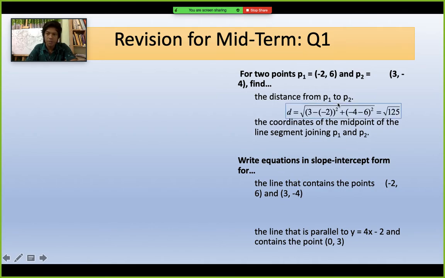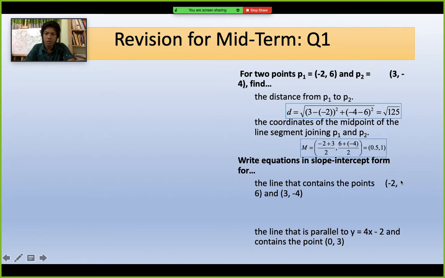Also, you have seen this. 2 points are given: minus 2, 6 and 3, minus 4. How do you find the distance? You use the distance formula, which is the square root of x2 minus x1 whole square plus y2 minus y1 whole square. This is actually the Pythagorean theorem. This side is d square, and when the square goes to the other side, it becomes a square root. So the Pythagorean theorem is here.